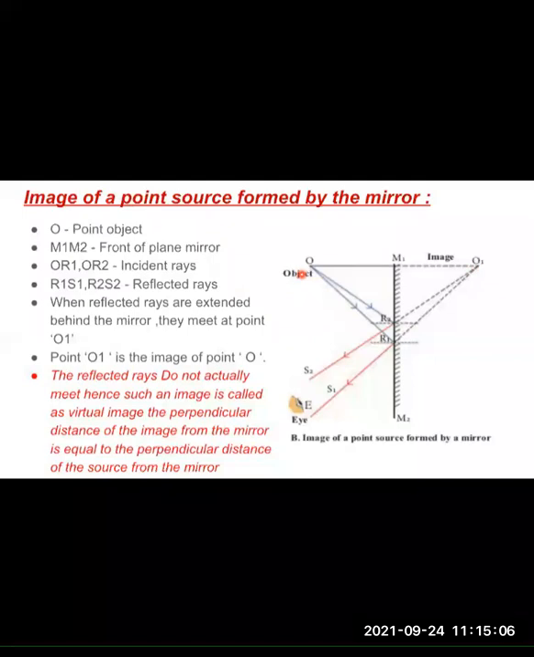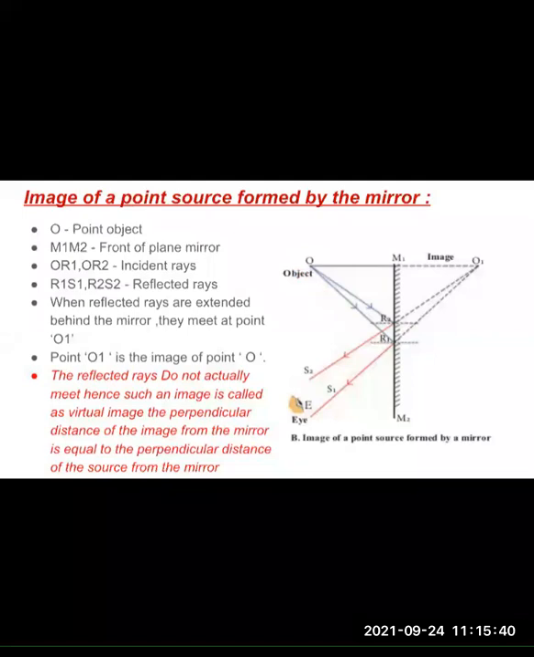One thing you must have noticed is that the distance between the object and the mirror is the same as the distance between the image and the mirror. The image will be formed at the same distance behind the plane mirror. Okay, this is how an image will be formed for a point source on a plane mirror, I can say.